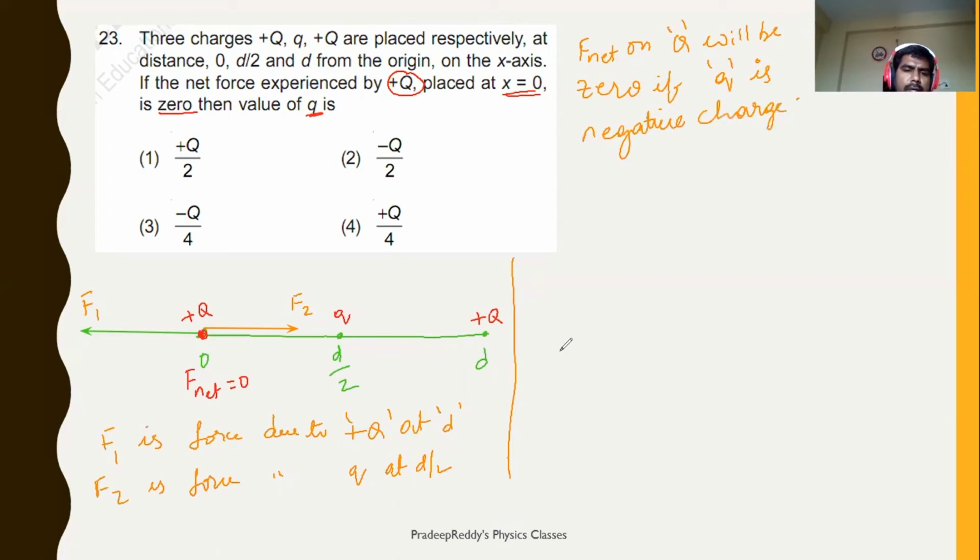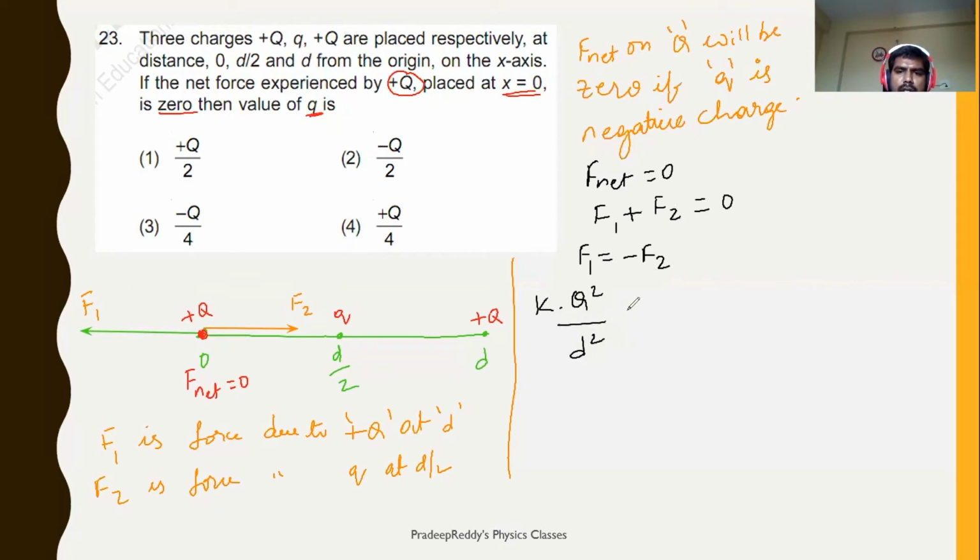This is one thing you should remember. However, as we know, it is mentioned in the problem, F net is equal to 0. I'll take that as the reference and write it down. F net is equal to 0 means F1 plus F2 should be equal to 0. Then F1 is equal to minus F2. What is F1? It is K capital Q square divided by D square, which is equal to minus F2. It is K capital Q small q divided by (D by 2) whole square.